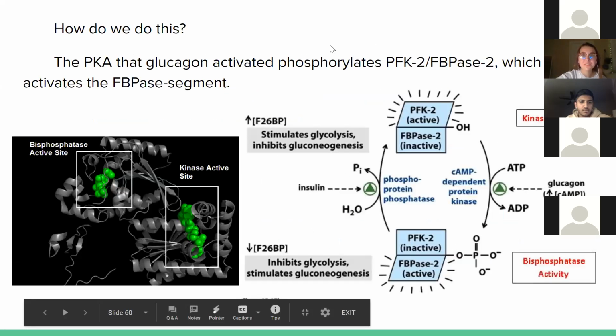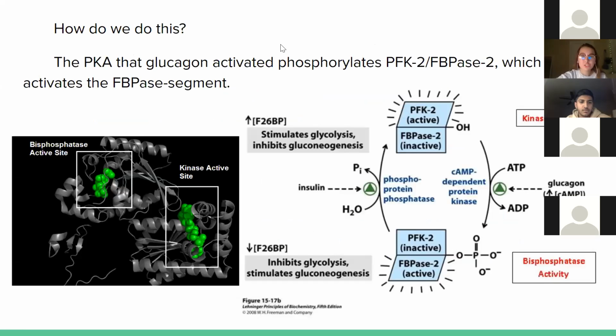So how do we do this? Via the bifunctional enzyme, which is the enzyme that directly acts upon fructose 2,6-bisphosphate, we know that the protein kinase A will act on this bifunctional enzyme. So we know that the protein kinase A that glucagon activated will also act on, or phosphorylate, PFK2 and the FBPase2.